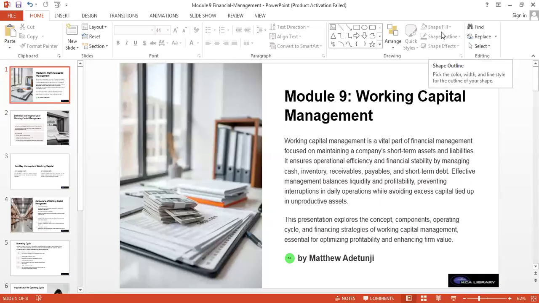Welcome to Module 9 of Financial Management, and we'll be discussing working capital management. Also, this is very important in financial management.